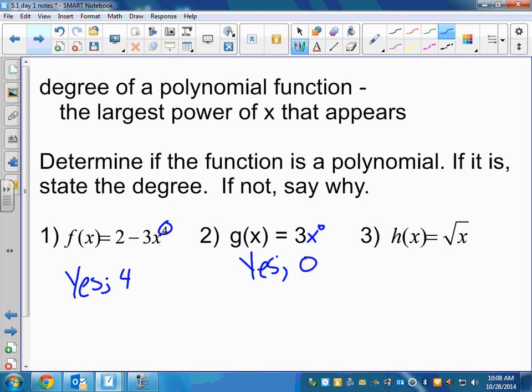What about number 3? Square root is crazy stuff, right? Because think about if you wrote that as a power, that's x to the 1/2 power. Your powers have to be integers, which means no fractions, no decimals, no negative integers even. So no, and you could just circle it, or you can say no, why? Because square root. That's a good enough explanation for me.